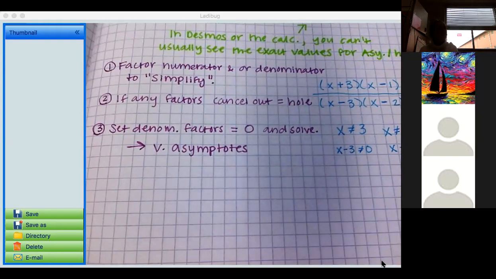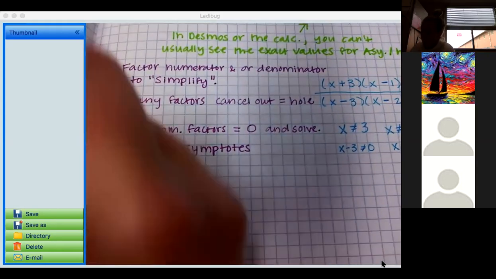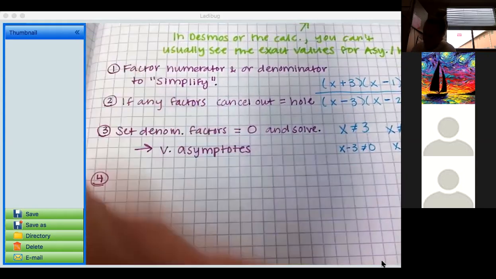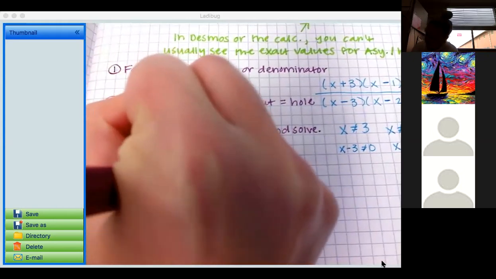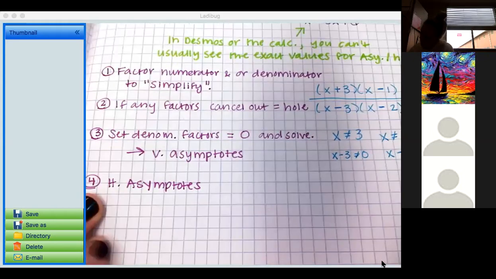Are we okay with how to find vertical asymptotes? Because we did that in units 1 and 2. We have seen that before, right? Okay, so the last thing you have to check for, we check for holes, vertical asymptotes, or horizontal asymptotes. Hopefully, we remember this from Math 3. I'm just gonna write it. So find your horizontal asymptotes.